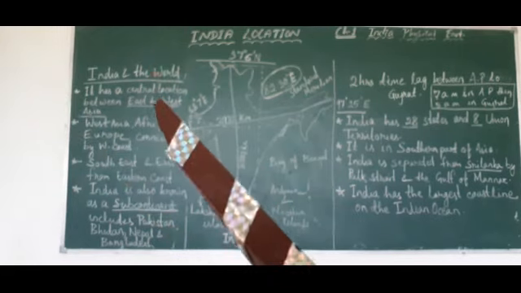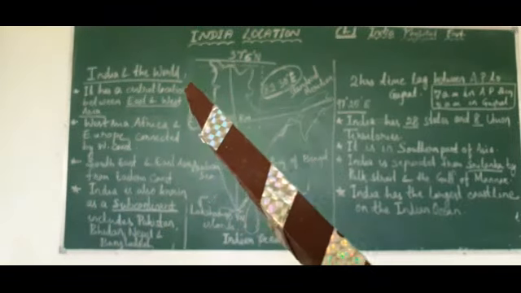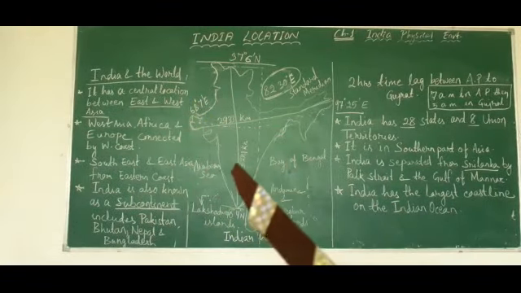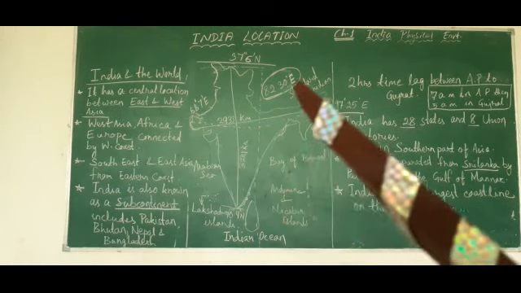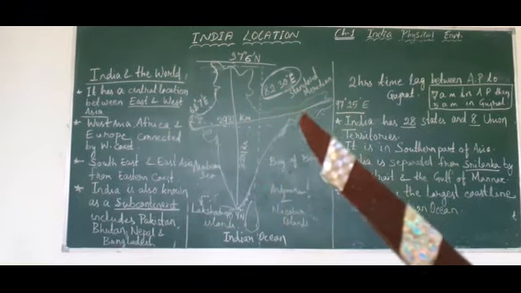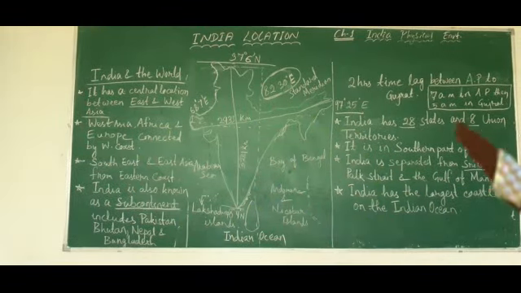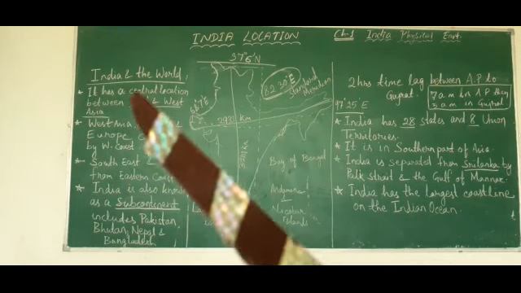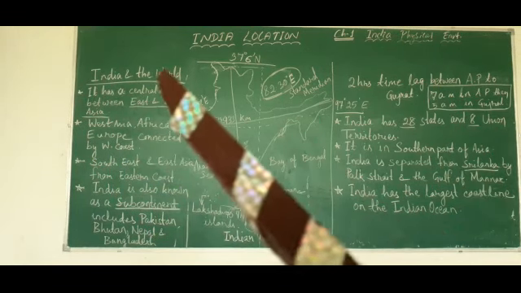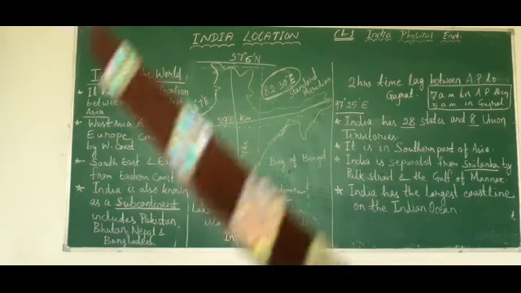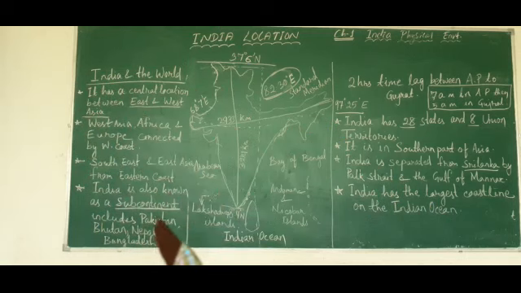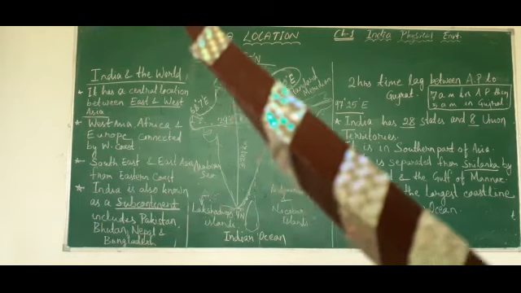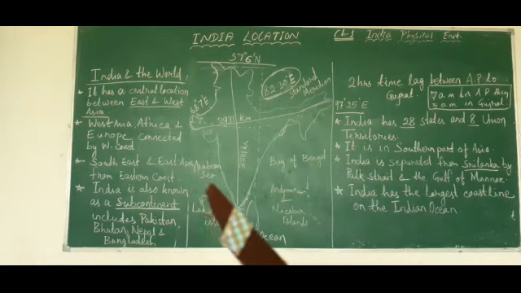Okay. India's relation with the world. As I already said, India lies in the southern part of Asia. It has a central location between West and East Asia. So the West Asian countries, then Africa, then Europe, are connected by the Arabian Sea, or western coast.